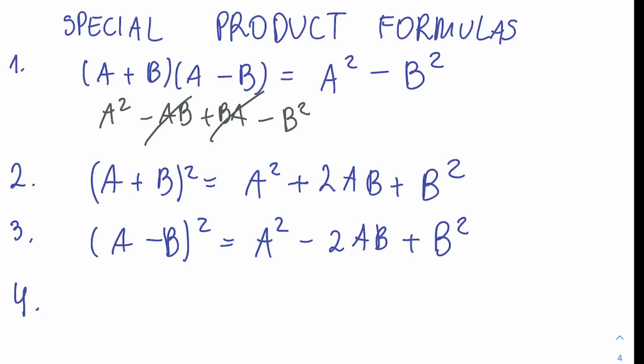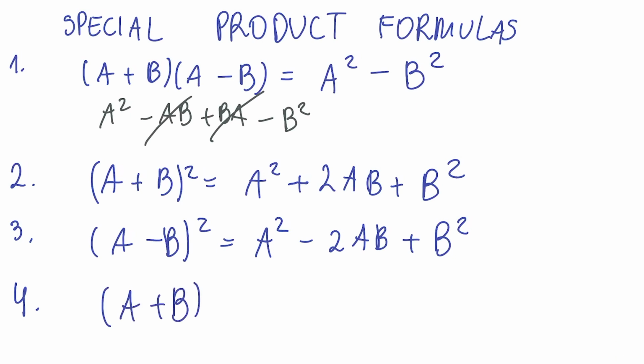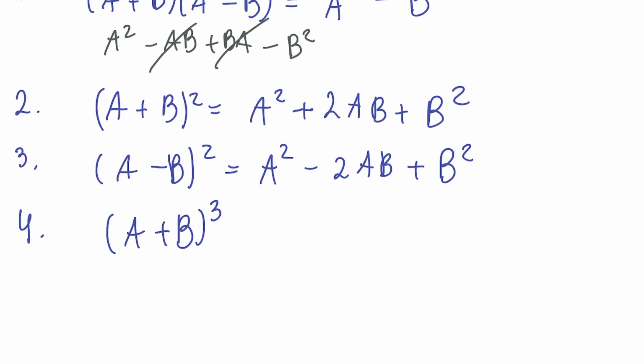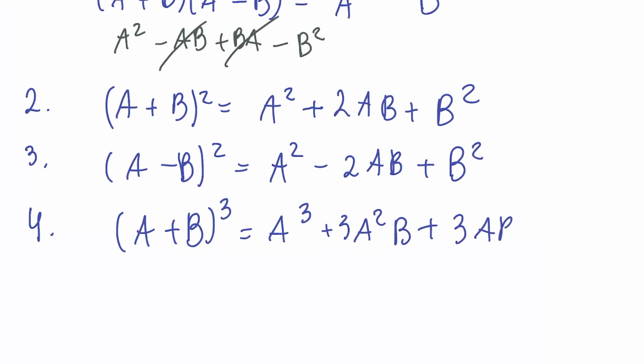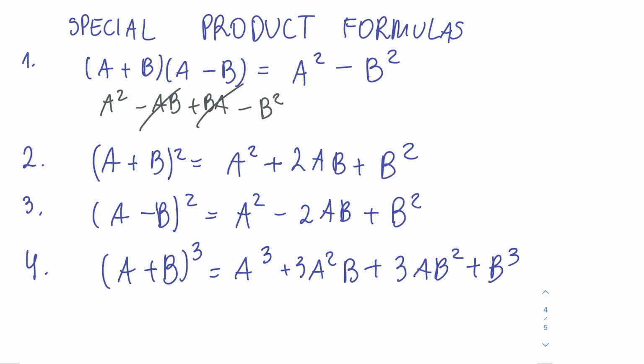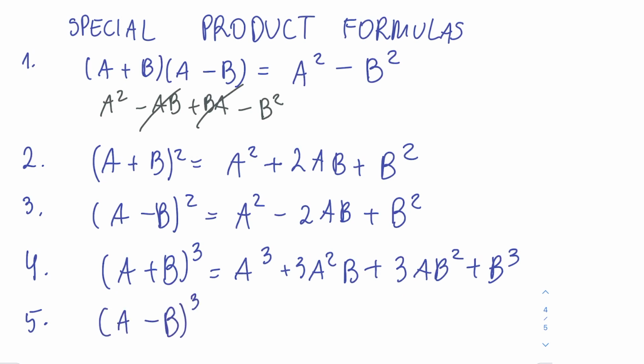Now the fourth is that a plus b to the power of 3 would be equal to a to the power of 3 plus 3a squared times b plus 3ab squared plus b to the power of 3. Now the last property would be a minus b to the power of 3, which would be a to the power of 3 minus 3a squared times b plus 3ab squared minus b to the third power.